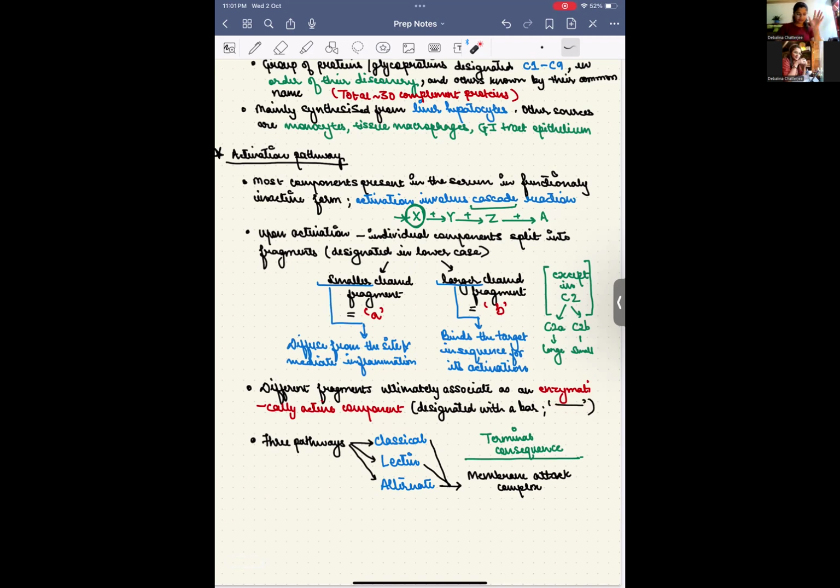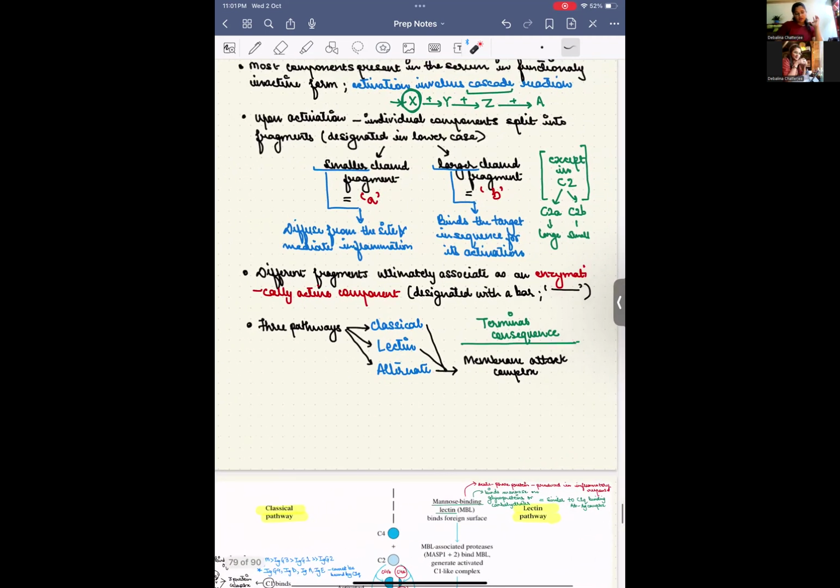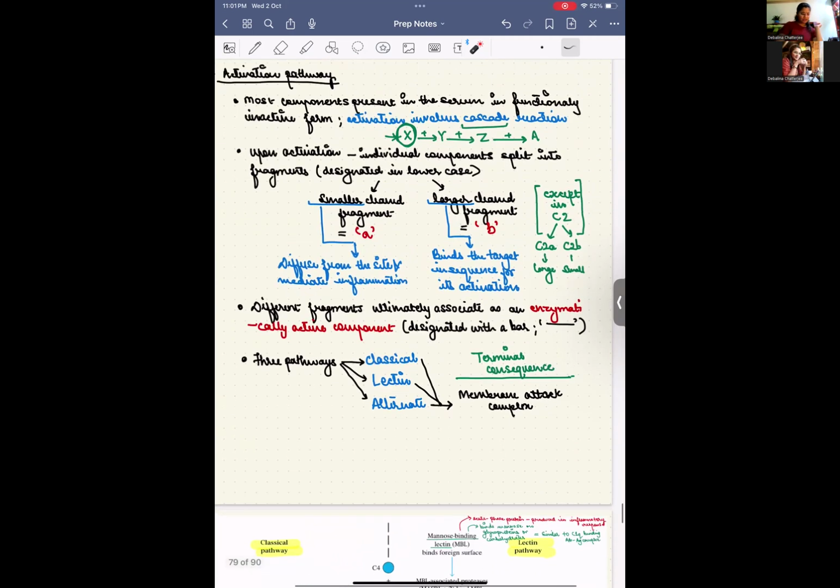We'll just have a look at it, right? Okay, so these are some generalizations that you should know, and they can simplify your understanding of the concept that follows. And to begin with, let's just start with the process of activation pathways.